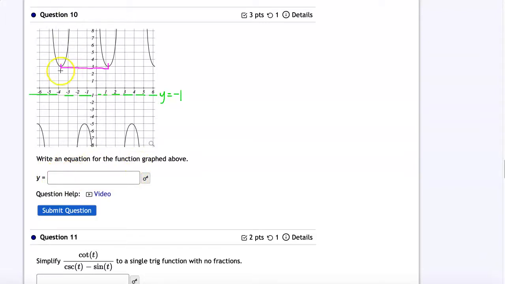Now next I want to look at the period. You can see here that I'm at a little to the right of negative 4, and here I'm a little to the right of positive 1, which is a distance of 5.